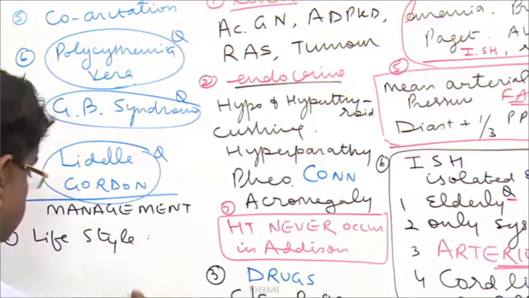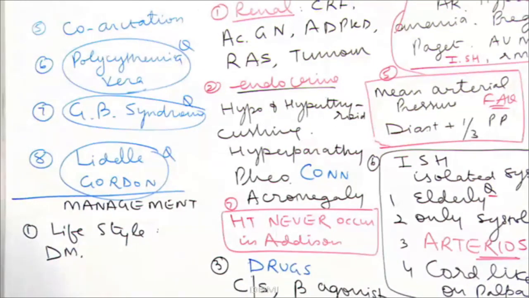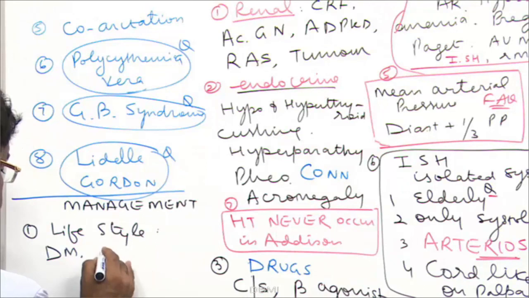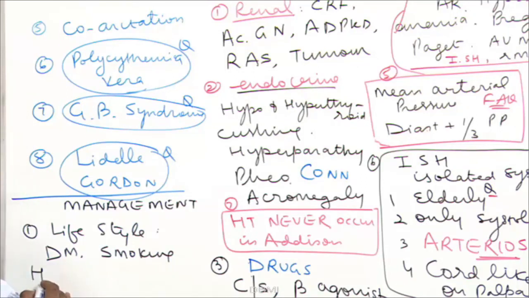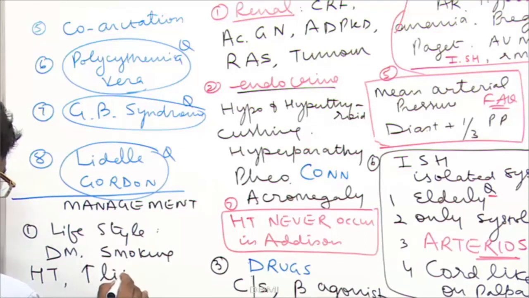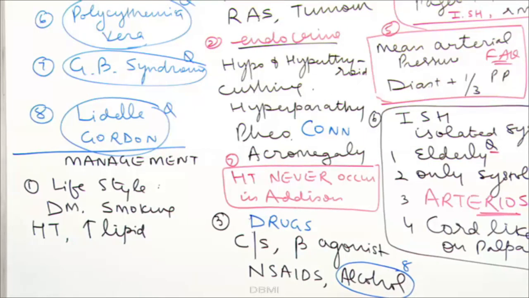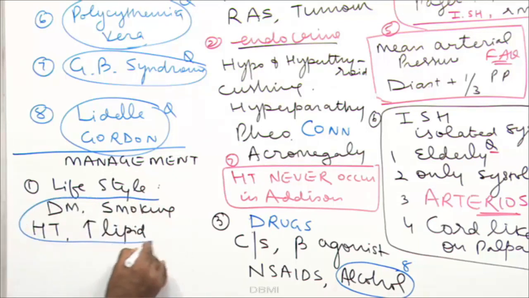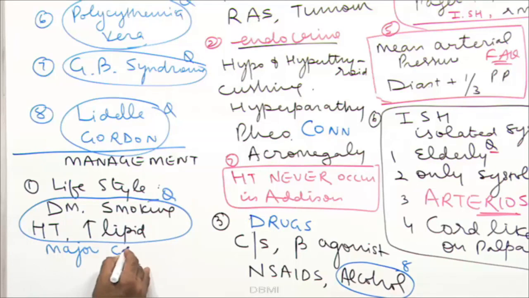lifestyle modification. Suppose the patient is diabetic also. We ask him to control his diabetes. Of course, if he is a smoker, we ask him to stop smoking. And of course, he has to control his high blood pressure. And if his lipid is high, he has to control his lipid also and bring it to normal. Why is it so important? Because these four are the major risk factors for coronary artery disease.